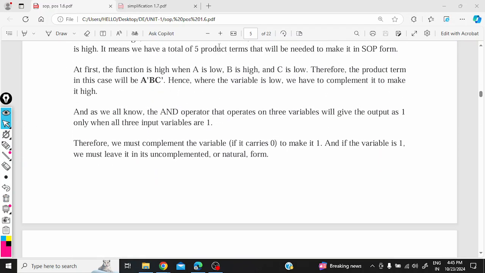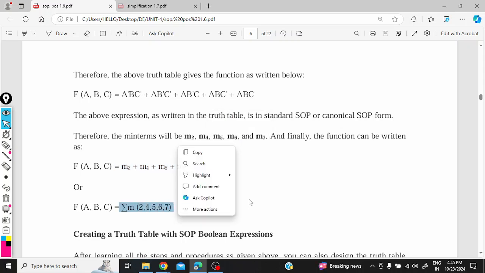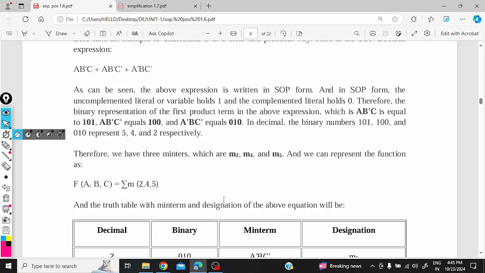These are the five product terms, and all those functions are represented here. This function can also be represented as the sum of m2, m4, m5, m6, m7. Or else I can represent it as summation m of 2, 4, 5, 6, 7 as my minterms for representing the output function. So the representation goes in three forms: using the expression, using minterms, or using the values 2, 4, 5, 6, 7. Okay, let's get on to the next thing. This is what relates to sum of products.